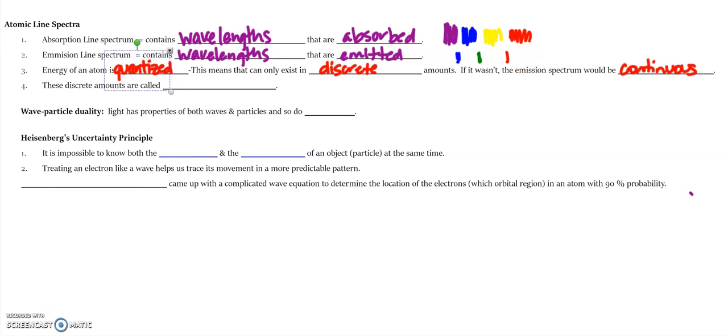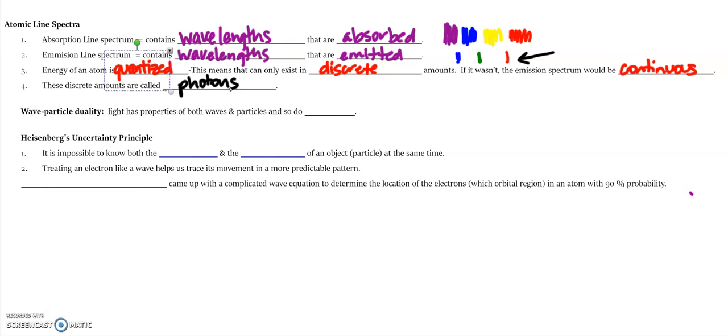And what you're going to see is ones that look like this. We're going to see most of the emission ones. And that's telling us that we have specific amounts of energy that are being released. And these discrete amounts are called photons.